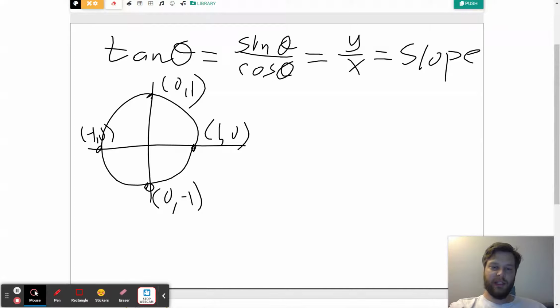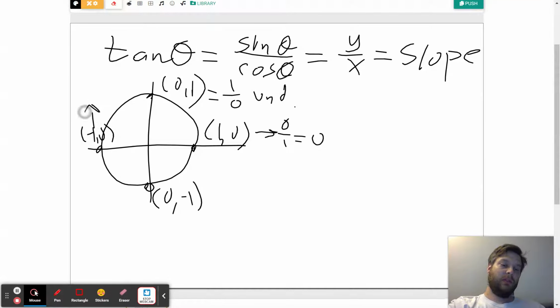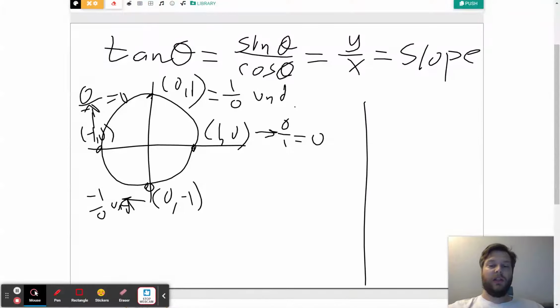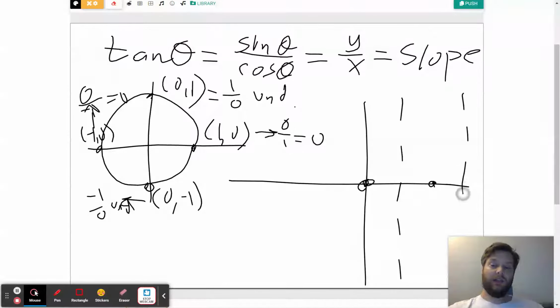I'm going to calculate tangent at each of those places. Sine divided by cosine is 0. Sine divided by cosine is undefined. Here we have sine divided by cosine is 0. Here we have sine divided by cosine, again undefined. So if I try to start graphing tangent, I'm noticing that we have a y-intercept of 0, and then we have undefined. Then we have an x-intercept there, and then we have undefined.